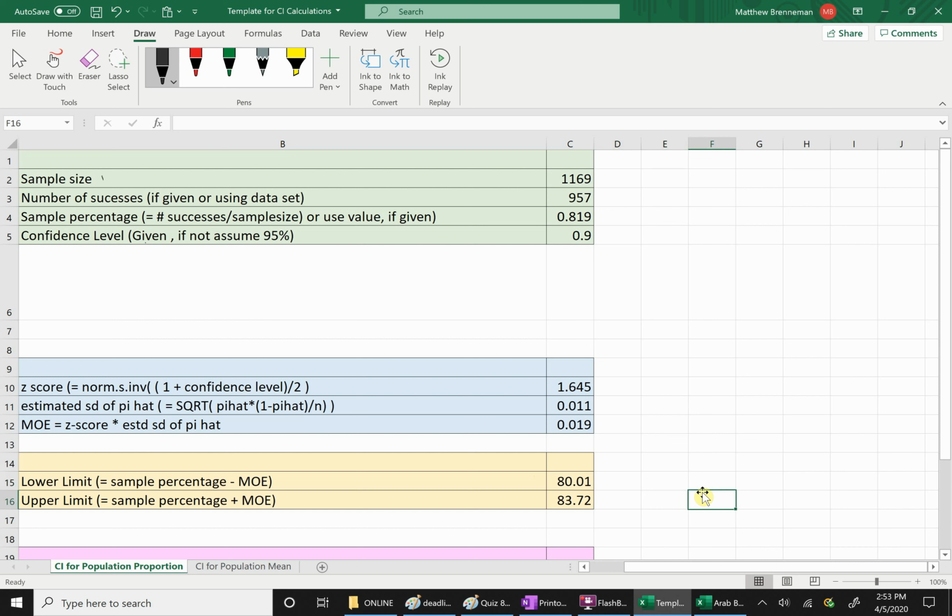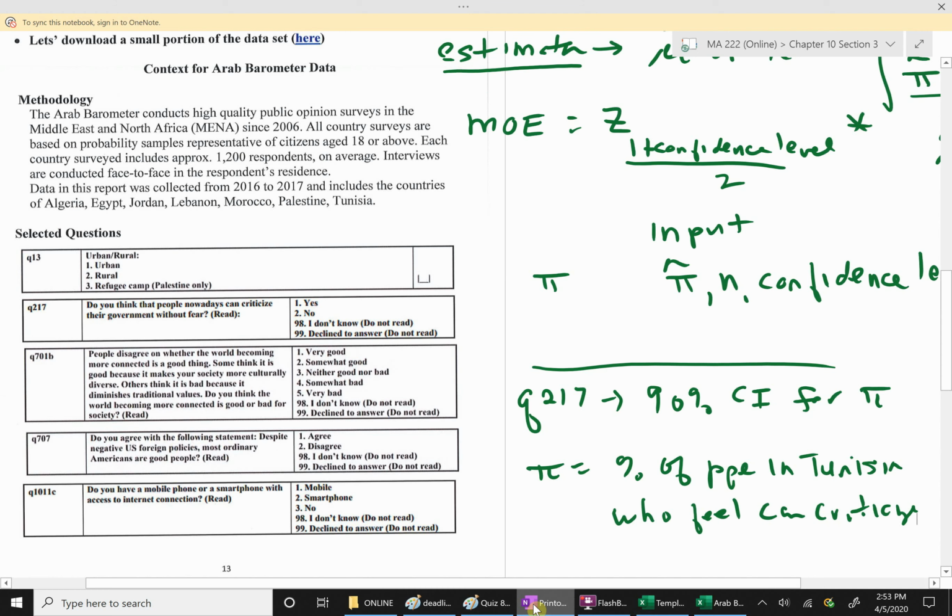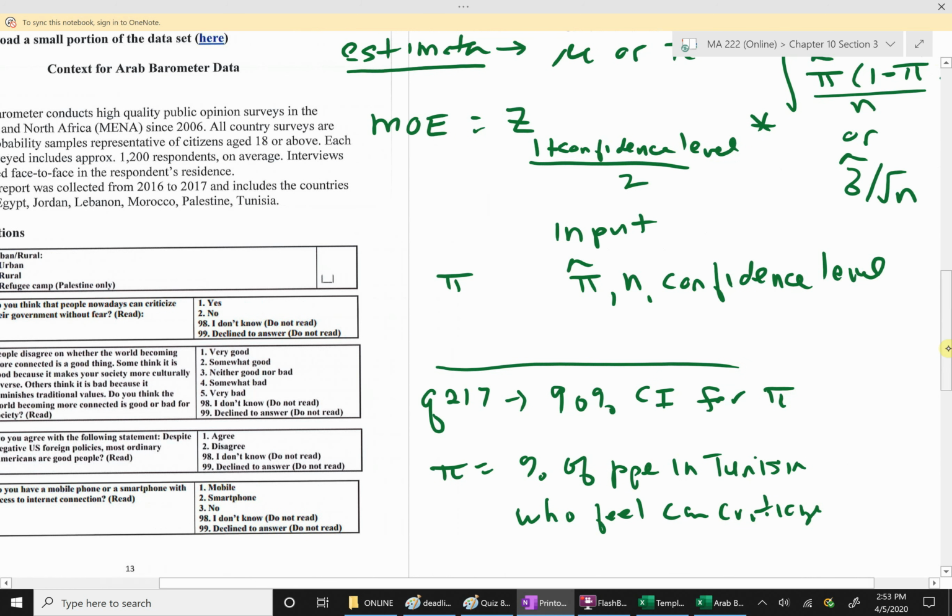There we go. Okay. Now let's look at how we do that same sort of calculation if we had a confidence interval for a population mean. So what would we have to enter as input? Well, we're going to again need sigma. We're going to need mu hat. That's going to be our estimator, which is going to be the center. We need sigma hat, the sample standard deviation. We need n, and we need the confidence level.